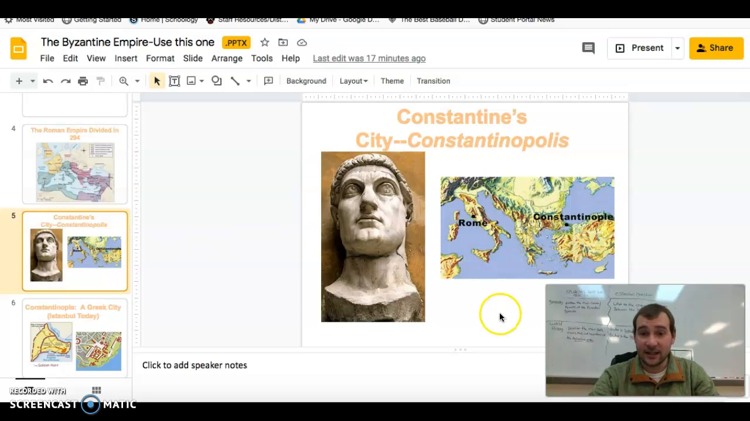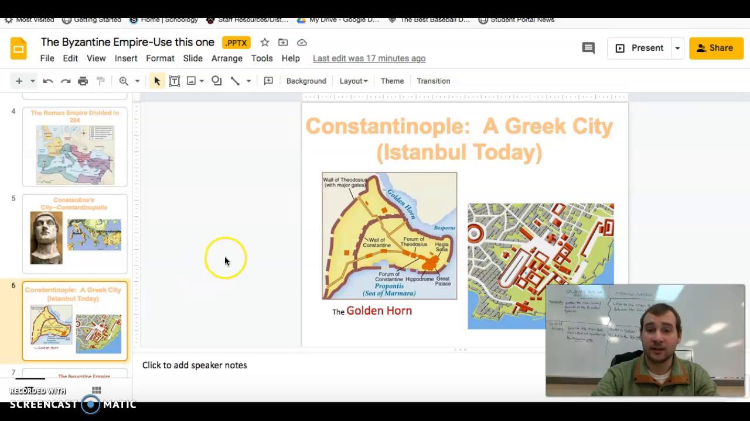Now, Constantine, he takes over in the east over here, and what he does is he's going to kind of establish his capital. And so he names his capital after himself, calls it Constantinople. And Constantinople today is called Istanbul. It's in Turkey. So it's still around, all right? And you can still see some of the big structures, okay? So now we have Rome in the west, and we have Constantinople in the Eastern Empire, all right?